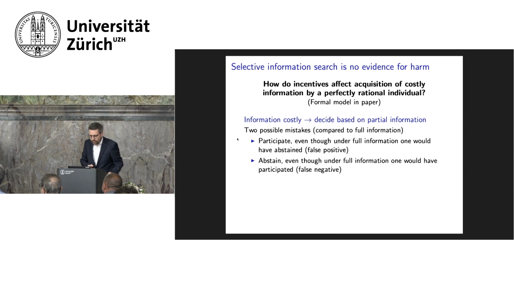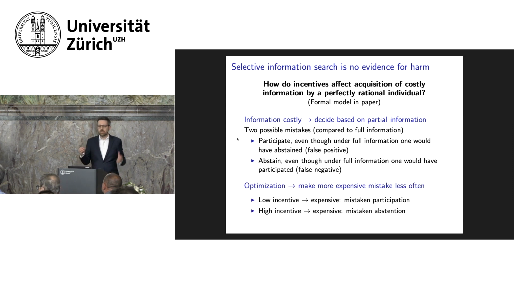Now, what type of information do you want to see? Well, if you optimize, you just want to make more expensive mistakes less often, right? The thing is, the incentive I offer you for participation determines which type of mistake is the more expensive mistake. If I offer you a very low incentive, you have little to gain from the transaction, but potentially a lot to lose. So you want to see cautious information. You want to look into the downsides.